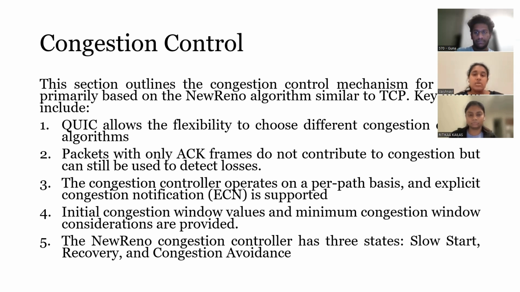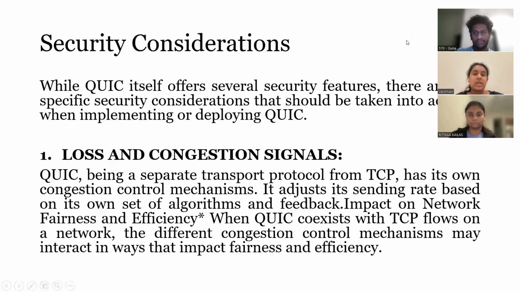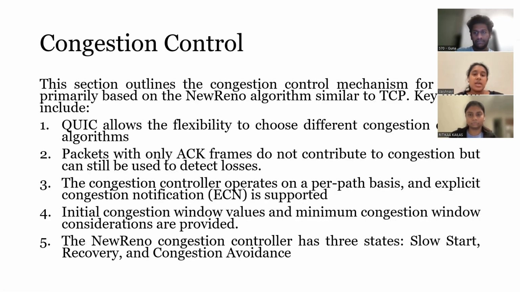Per path congestion control. The congestion controller operates on a per path basis. Explicit congestion notification, which is ECN, is also supported. And window considerations: initial congestion window values and minimum congestion window guidelines are provided. This is all about congestion control. Now, Pritika will carry on with other topics.